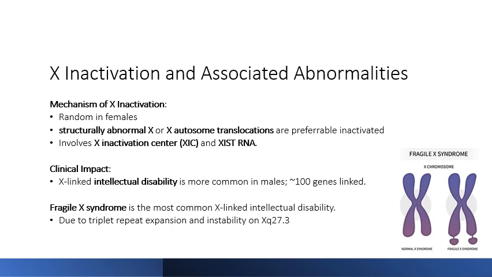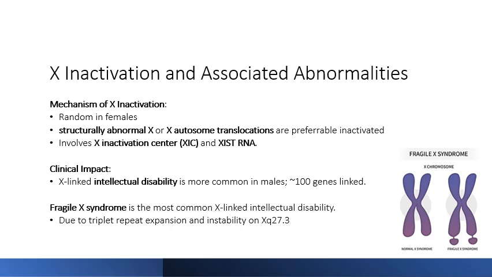This process involves the X inactivation center, which produces the XIST RNA. This RNA coats the inactive X chromosome, silencing its genes. What is the clinical impact? Well, X-linked intellectual disability is actually significantly more common in males due to their single X chromosome. Currently, approximately 100 genes have been linked to X-linked intellectual disability.